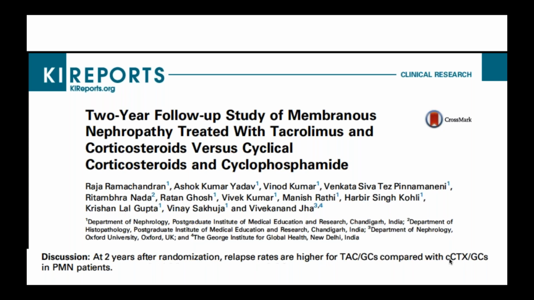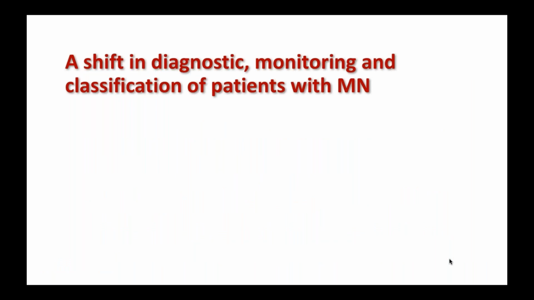So the summary, and this data has been replicated from several centers around the world, is that even though patients with membranous nephropathy, while treated with calcineurin inhibitors, are able to enter remission, most of the patients are unable to maintain their remission, and tacrolimus or cyclosporine is associated with more than 40% relapse rate.